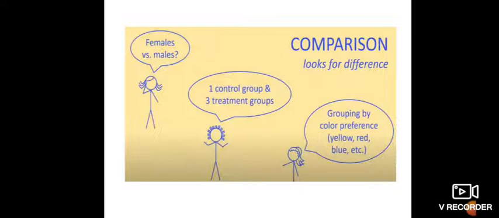If you take an example of females versus males, there is a difference. And if you take a control group versus a treatment group, there is a difference. And grouping by color preference like yellow, red, blue, etc., there is a lot of difference among these various examples. Between males and females there are a lot of structural differences, and there are a lot of things we can identify as a difference, wherein we can establish the comparison. So comparison always looks for the difference.